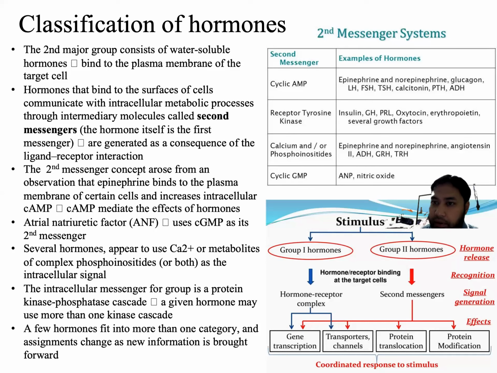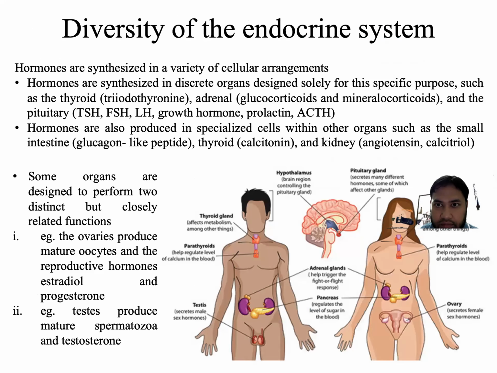What are the second messengers? When the hormones bind to the receptor, they will release the signal in the form of 1, cAMP, 2, cGMP, 3, receptor kinase, 4, calcium. All right, so in the examination, I will definitely ask that question.